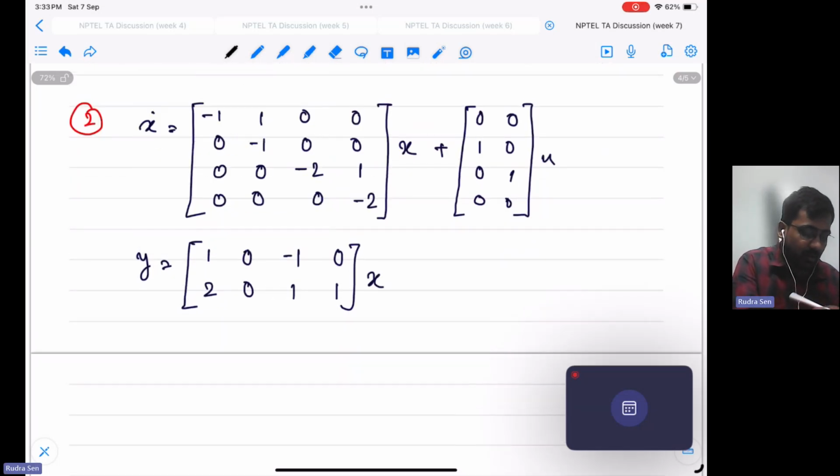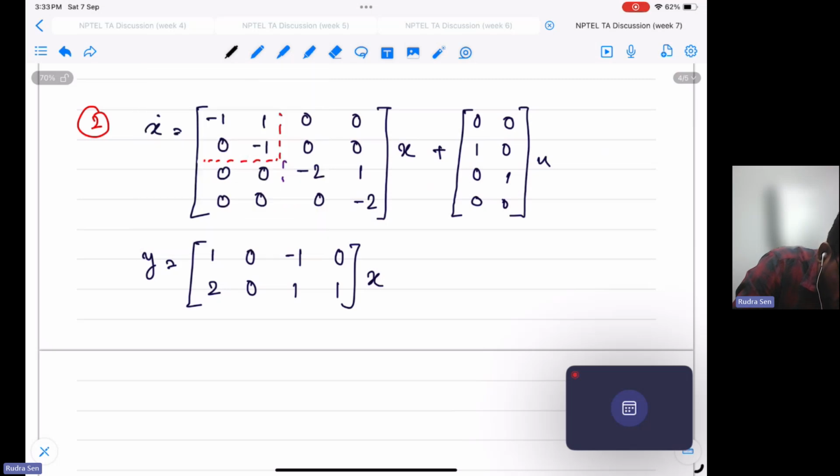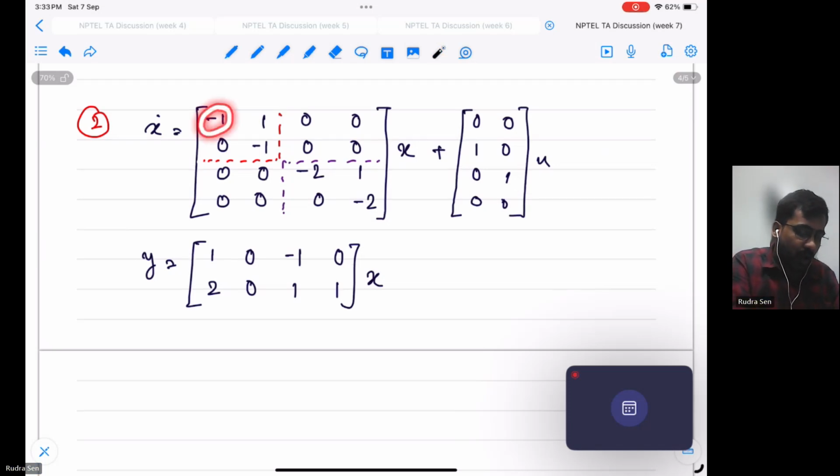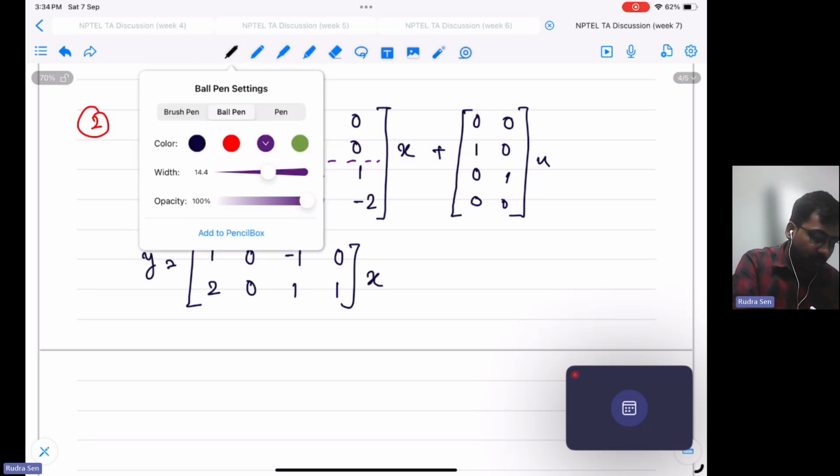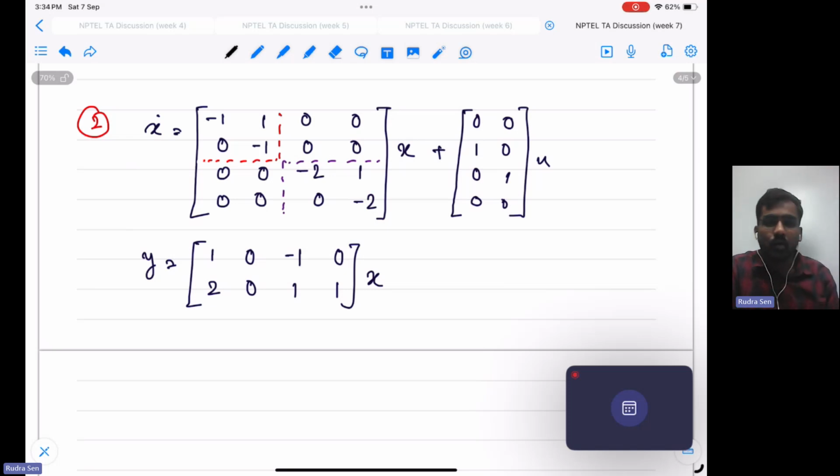So as you can see, here exist two Jordan blocks. This is the first Jordan block and this one is the second Jordan block. The first Jordan block corresponds to eigenvalue -1 and the second Jordan block corresponds to eigenvalue -2. So how will you check the observability? You see the previous lecture or previous note.